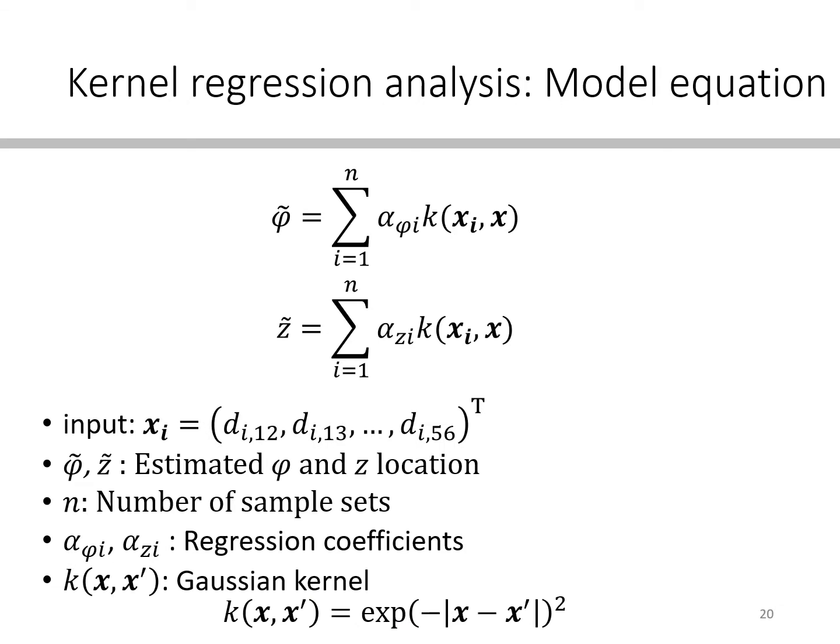The kernel regression predicts the actual location by a linear combination of multiple functions, where x is the input, phi tilde, z tilde are the estimates of phi and z location, n is the number of sample sets, alpha phi i, alpha z i are the regression coefficients, and we select the Gaussian kernel for the kernel function.